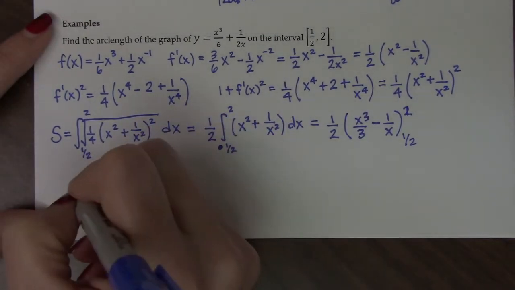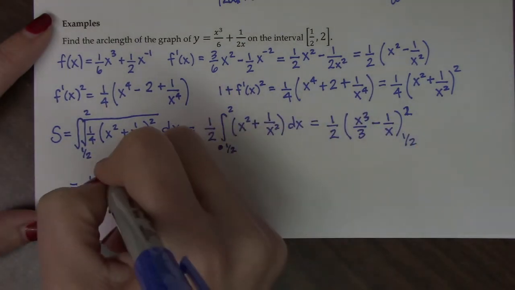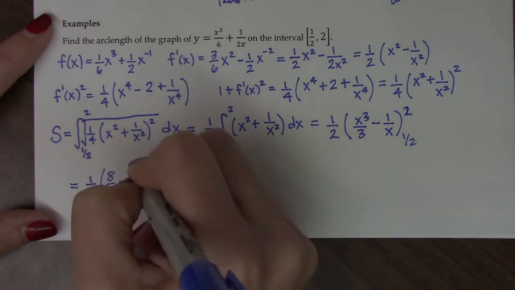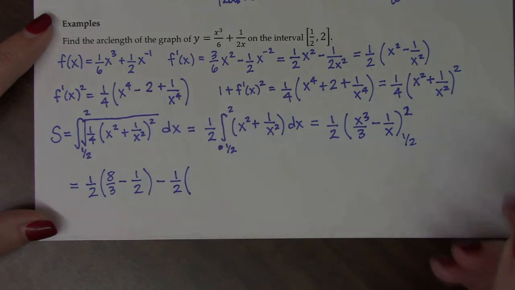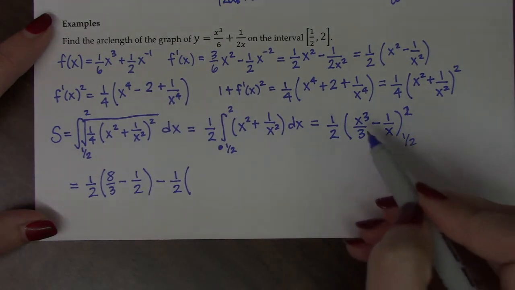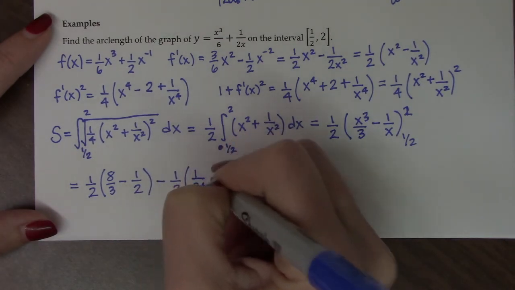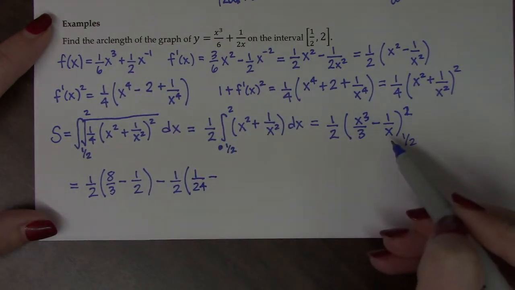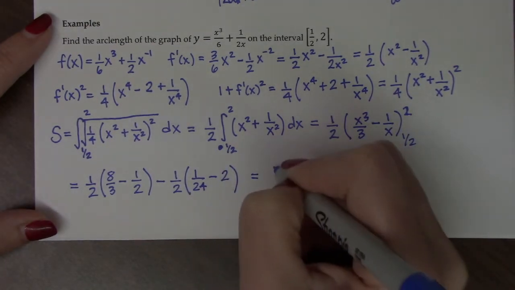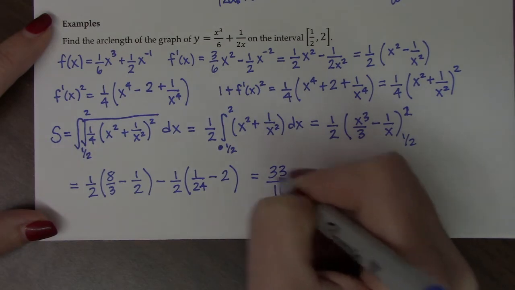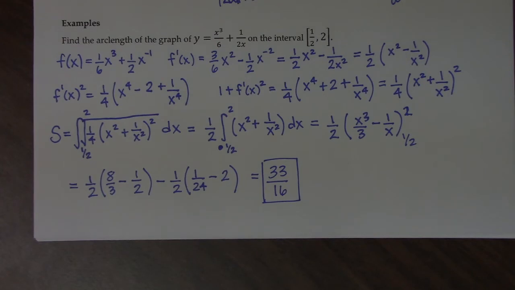So when I plug in my bounds, I'm going to get 1/2 times, when I plug in 2, 8/3 minus 1/2 minus 1/2. When I plug in 1/2 here, I'm going to get 1/8 divided by 3, so that's 1/24. And when I plug in 1/2 in the denominator, the 2 is actually going to move up into the numerator. And this simplifies into 33/16.